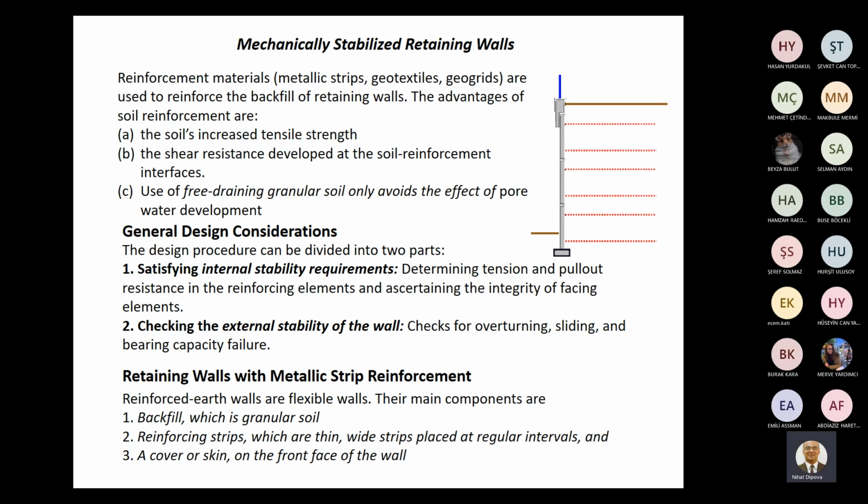Reinforced earth walls are flexible structures. This is a very important advantage when subject to earthquake forces. And their main components are backfill, gravel, and reinforcing strips, and third, a facing element, cover or skin on the front face of the wall. Very simple.